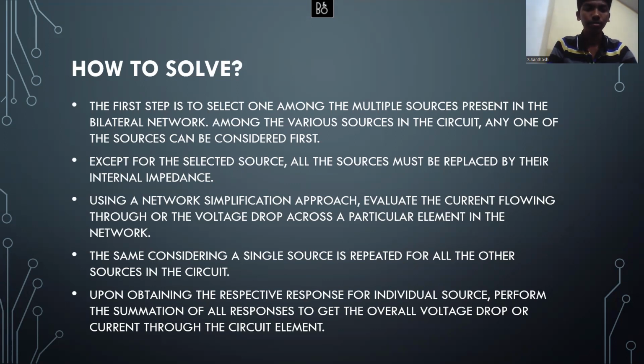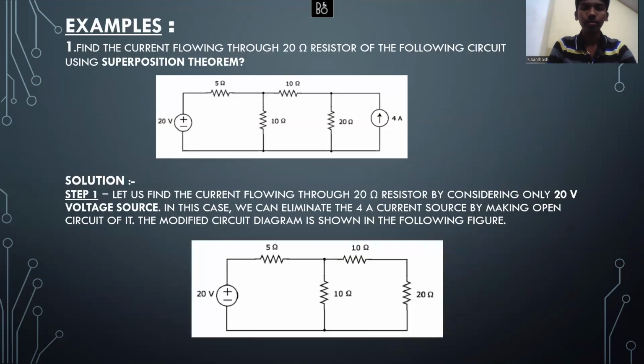If you want, you can just pause the video and read them. So we'll continue and see an example problem. The question says: find the current flowing through the 20 ohm resistor of the following circuit using superposition theorem. This is the circuit given, and you can see that over here you have a 20-volt voltage supply and a 4 ampere current supply.